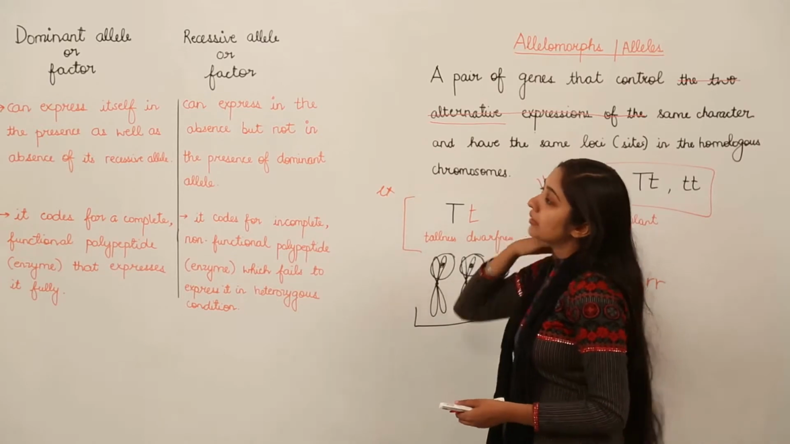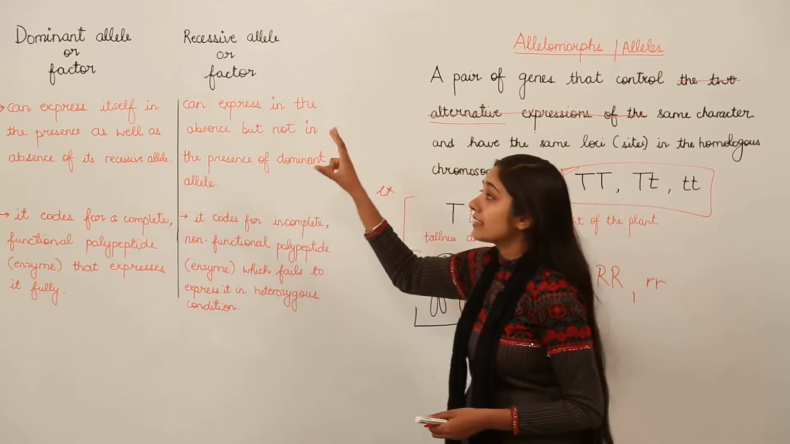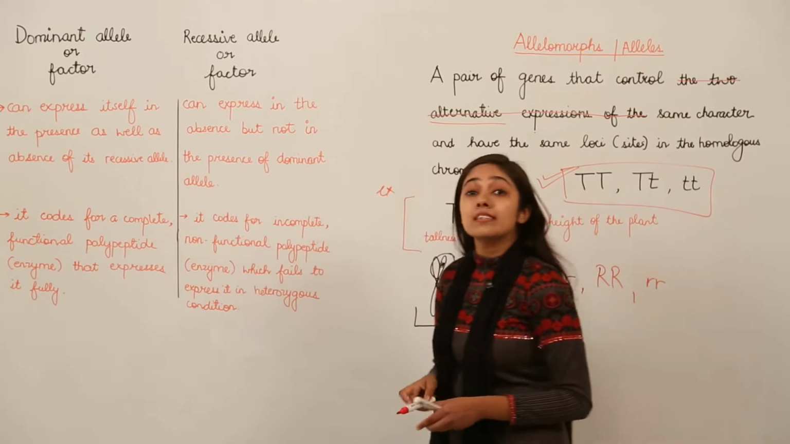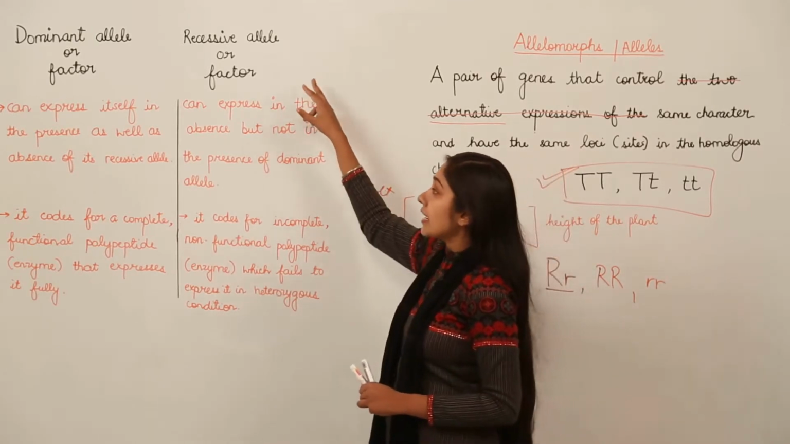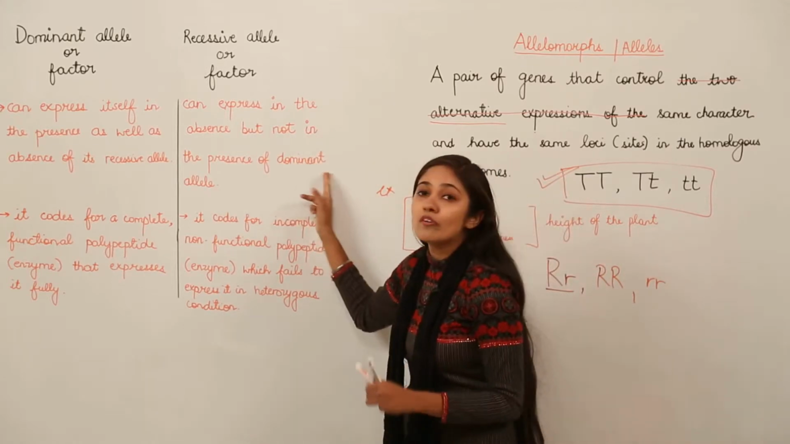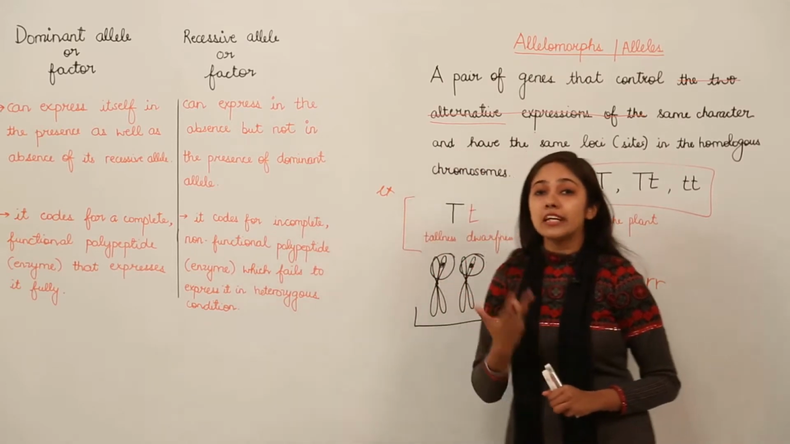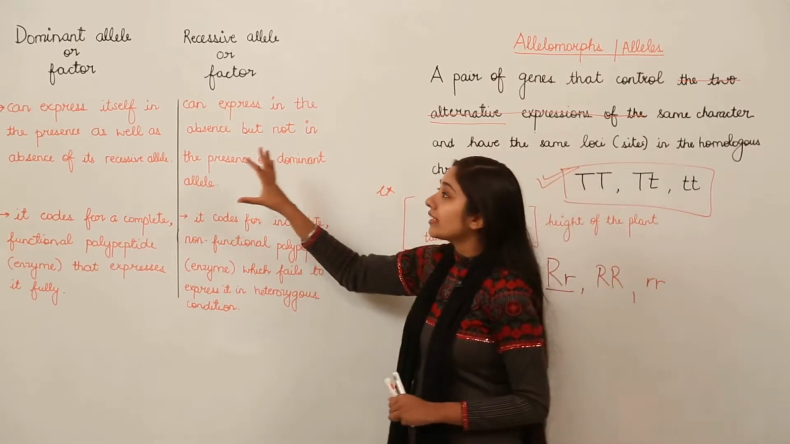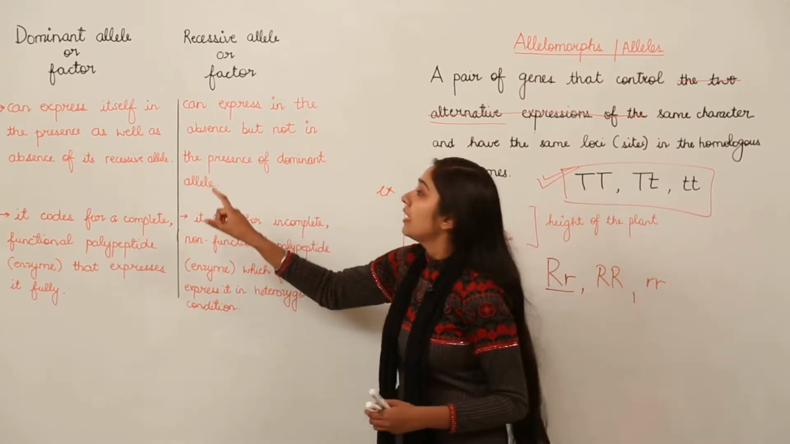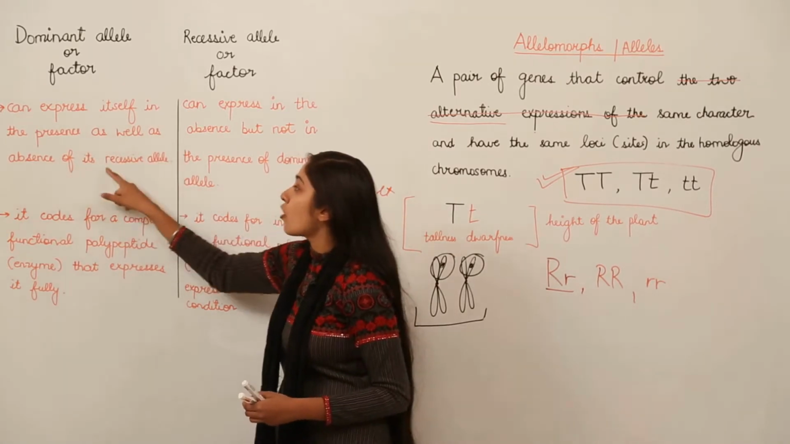So what is going to happen? You can make out from the definition. Dominant allele or factor is that which can express itself in the presence as well as absence of recessive allele, and recessive allele or factor is the one which can express in the absence but not in the presence of dominant allele. So what do we mean by the statement? You all have studied the law of dominance, right? So what does that law of dominance convey? This is what is meant by the first point. It can express itself in the presence as well as absence of its recessive allele.